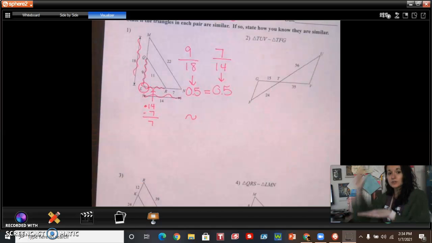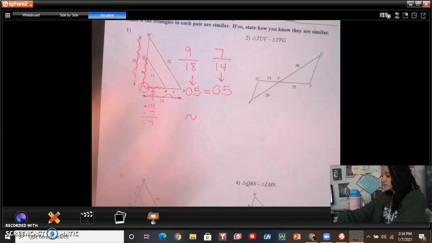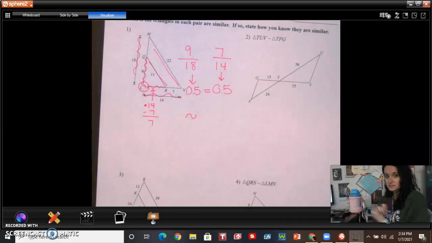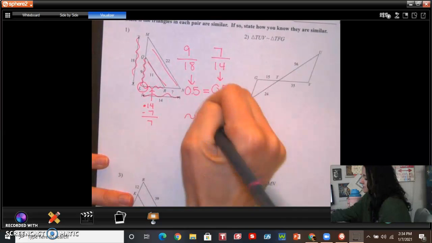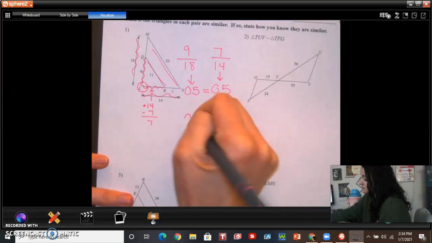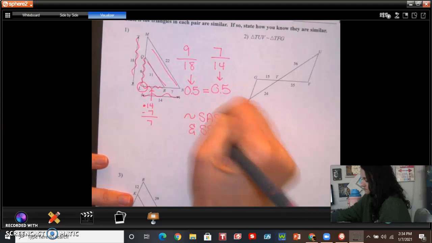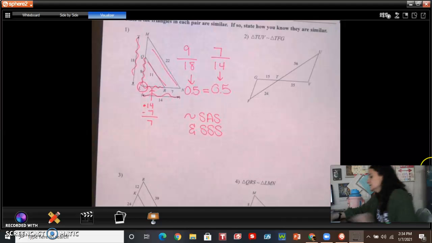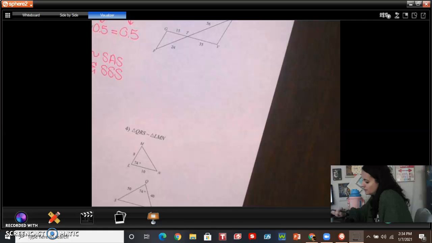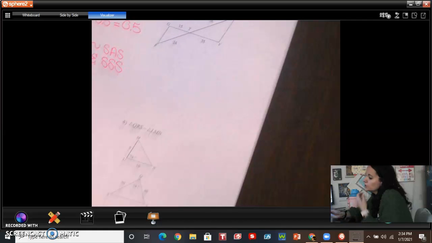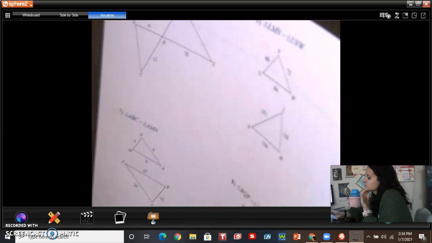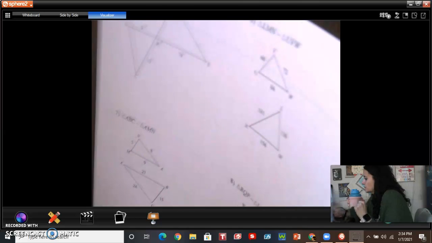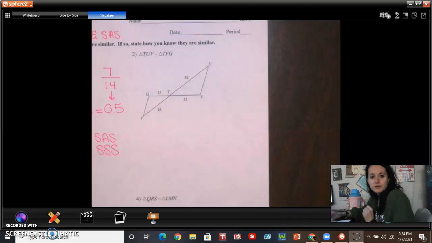Since it's a triangle on top of a triangle, and we technically know all three sides, it is similar by side, angle, side, and side, side, side. Okay? Now let's look at number 2. We're going to look at number 2, and we're going to look at number 4. Nope, 2 and 6. So number 4 is an easy one. All right, so number 2, here we go.